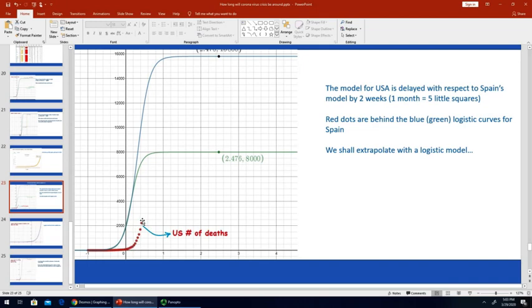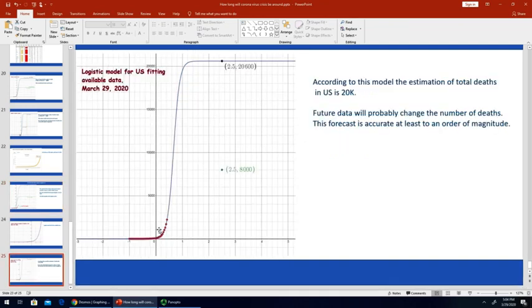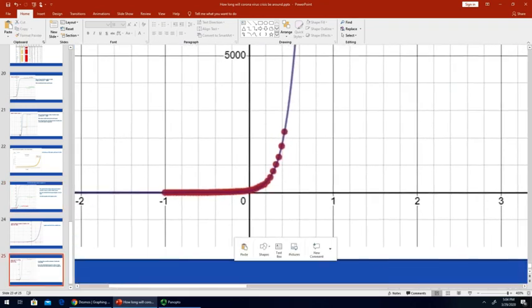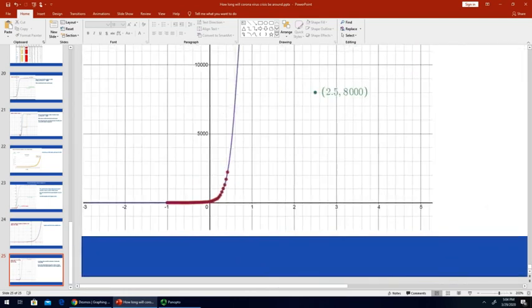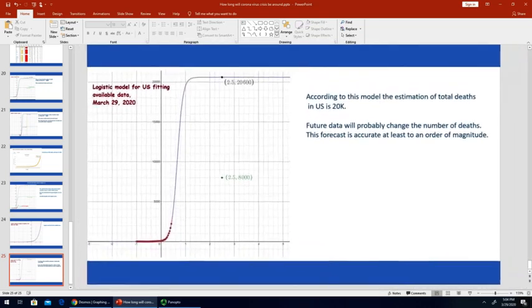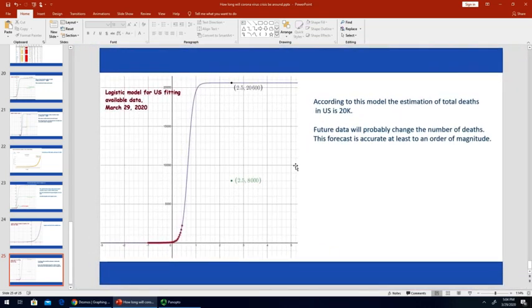The red dots you can see here increase exponentially, so we are still in the very incipient stage. Now the next thing is to extrapolate this data using a logistic model to find the threshold and forecast the total number of deaths in the United States. So here it is. You can see that here is the model you have seen before. The model fits relatively well and it shoots very high. It shoots a lot higher than all the other countries we've seen before. It shoots about 20,000. So the threshold is about 20,000.